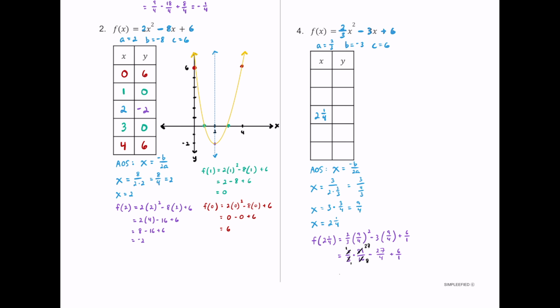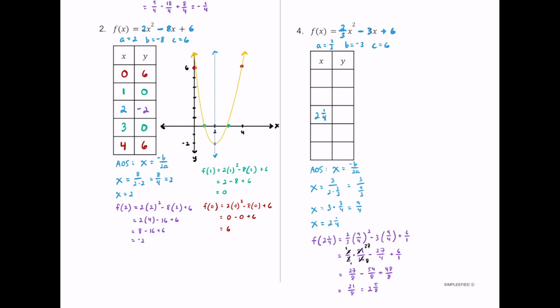And so we should end up here with 27 over 8 minus, instead of writing 27 over 4, let's multiply top and bottom by 2, and that would be 54 over 8. So we have common denominators. And then for 6 over 1, let's multiply that by 8 over 8, and that would be 48 over 8. So we have common denominators of 8 all the way across. If we go ahead and say 27 minus 54, that's negative 27, and negative 27 plus 48 should be 21. So I'm thinking 21 over 8, which is the same thing as 2 5/8.